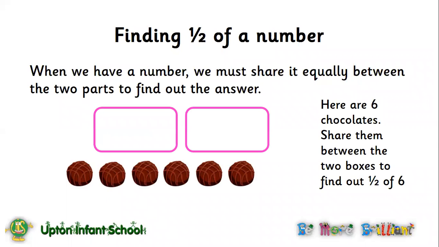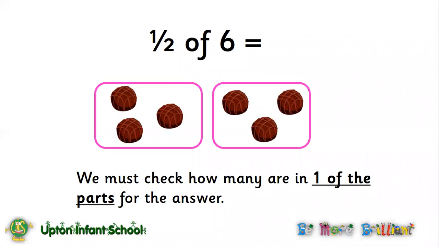Now, when we're finding a half of a number, we share it this time equally between 2 parts. Okay, so we normally use counters and things like that, and that's what we've been doing this week. So it says here are 6 chocolates, and we need to share them between the 2 boxes to find out 1/2 of 6. Now we can imagine that our chocolates are the counters that we've been using in school. So I have my 2 parts there, which are my 2 boxes, and I'm going to share out my number between them. So 1/2 of 6.